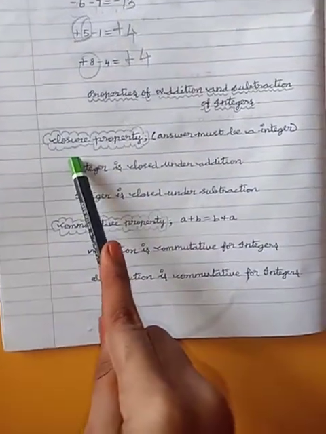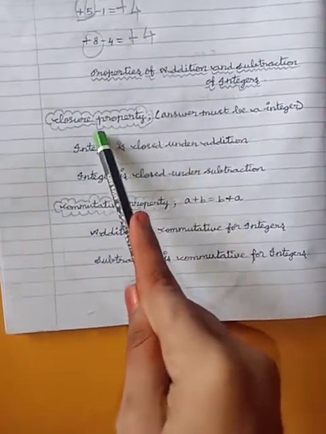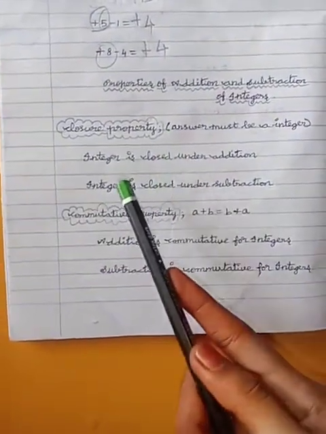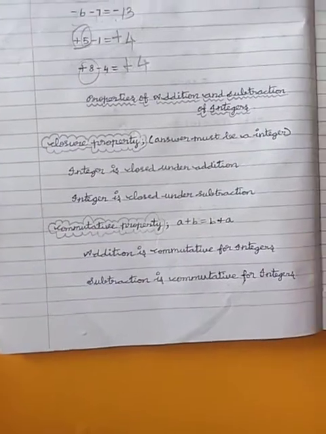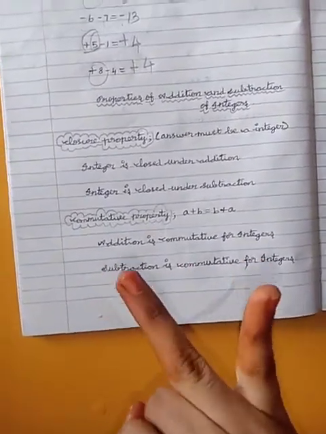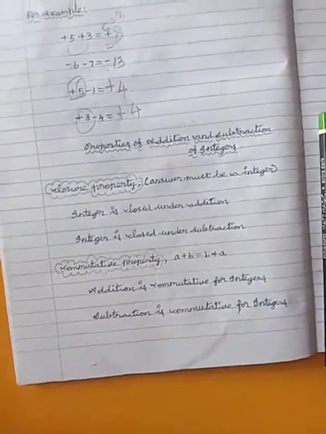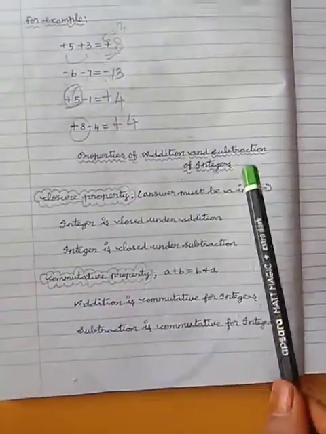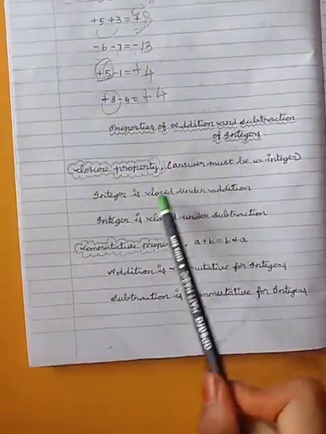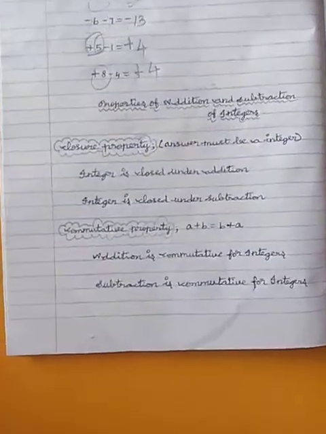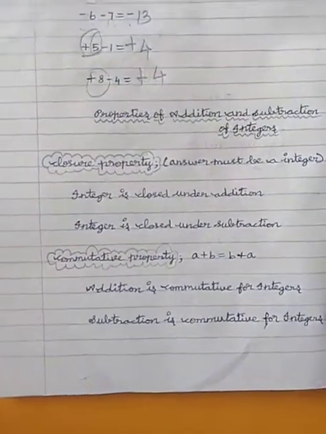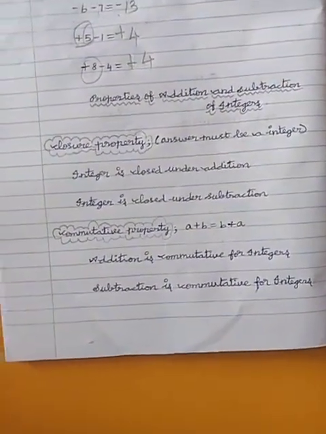Okay, closure property, that is, if we add or subtract 2 integers, we must have an integer as the answer. We should not have fractions or decimals as an answer. So for closure property, the answer must be an integer, because here we are doing the property for integers only. So integers are closed under addition, integers are closed under subtraction. This closure property holds for both addition and subtraction.